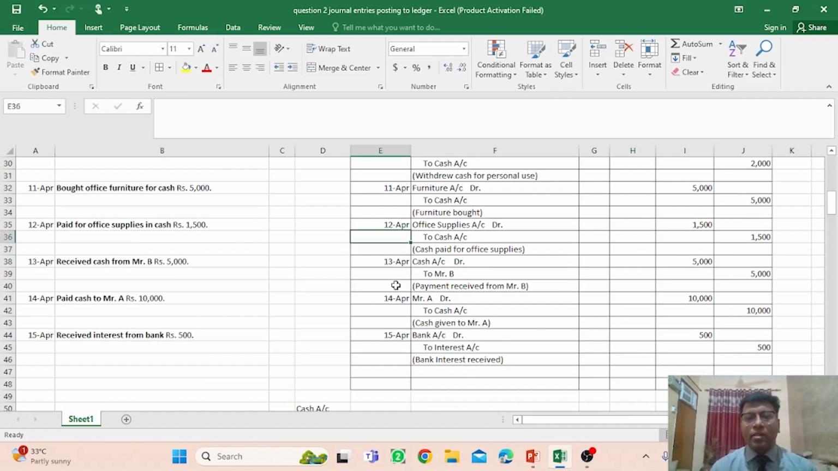Furniture account debit to cash 5,000. So we mentioned in the cash account "by furniture", because the cash was created in the transaction, so we have to make this furniture account credited in the cash account, and in the furniture account the cash was debited, right?